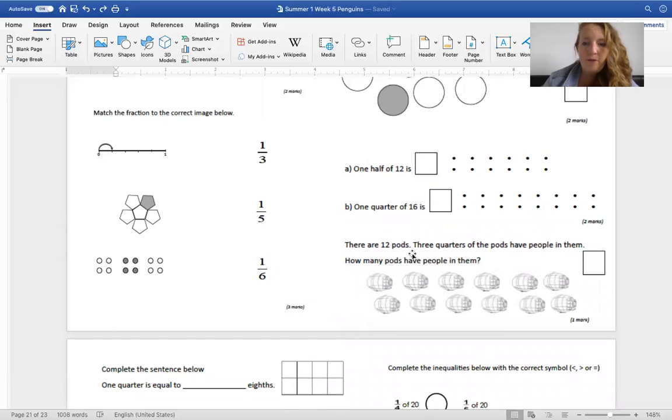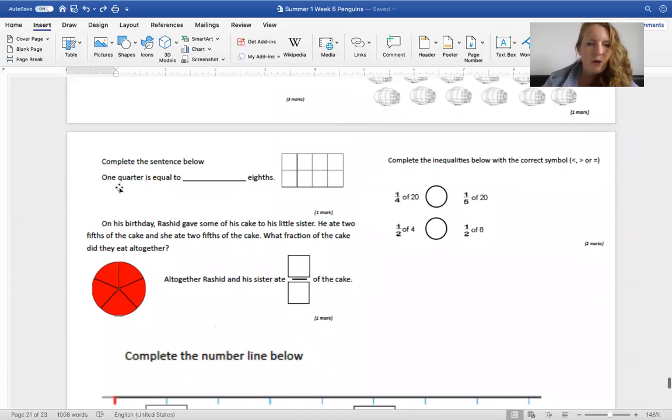Here, there are 12 pods. 3/4 of pods have people in them. How many pods have people in them? So here, you might want to use your W, D, D, M, and N. So 3/4 of 12, we'll find that. So whole divided by denominator, then multiply that answer by your numerator. Okay?